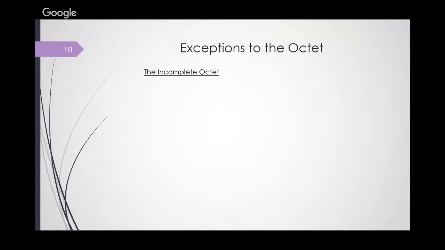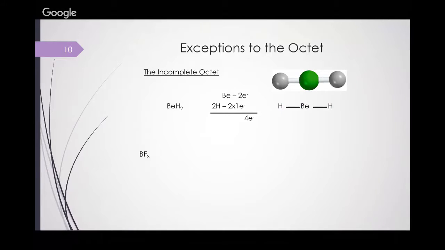Some exceptions to the octet: when we have an incomplete octet, like beryllium hydride, beryllium brings 2, each hydrogen brings 1, and we can only have a total of 4 electrons. So we're simply bonding beryllium with single bonds to each hydrogen. Boron trifluoride: boron brings 3, fluorine brings 7. There are 3 of them, so 21 plus 3 is 24 electrons. Boron has made single bonds to each of the fluorine atoms, noting that there are 8 for each fluorine, but only 6 for boron.